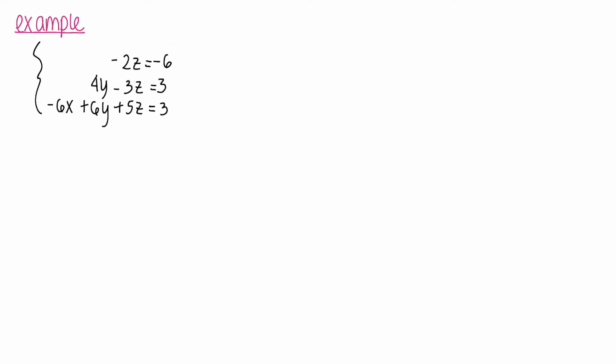-2z equals -6, 4y minus 3z equals 3, and -6x plus 6y plus 5z is equal to 3. It looks like it would be a good idea to start right here with this equation, -2z equals -6, because we can solve directly for z. So -2z equals -6, dividing by -2 on both sides, we'll get z is equal to 3.